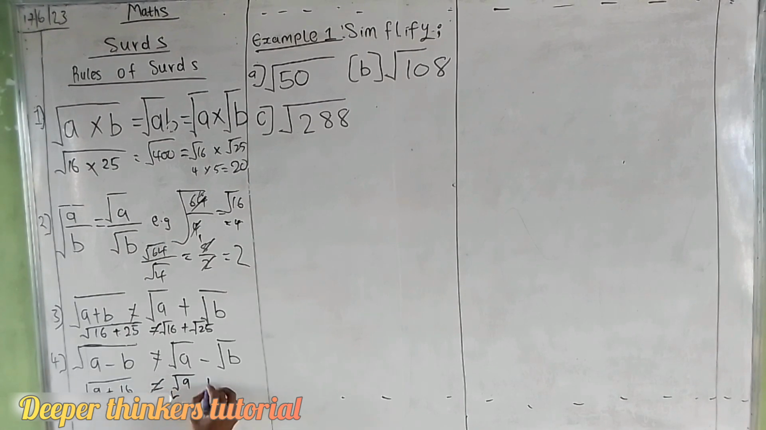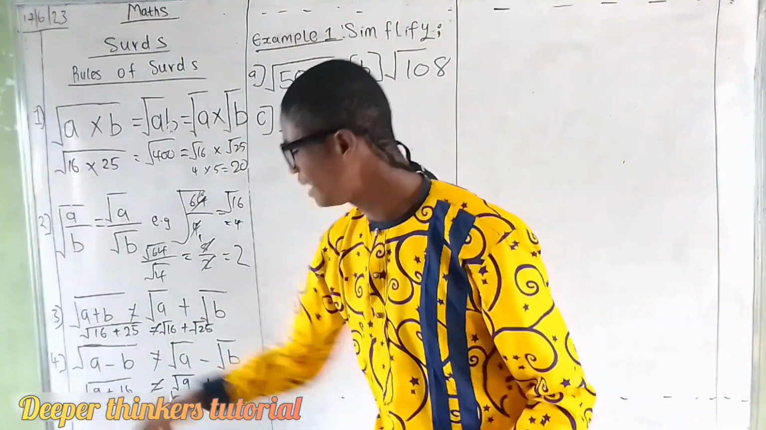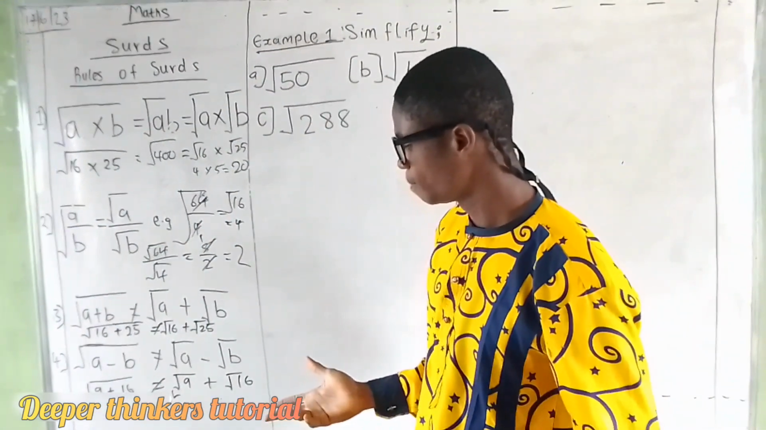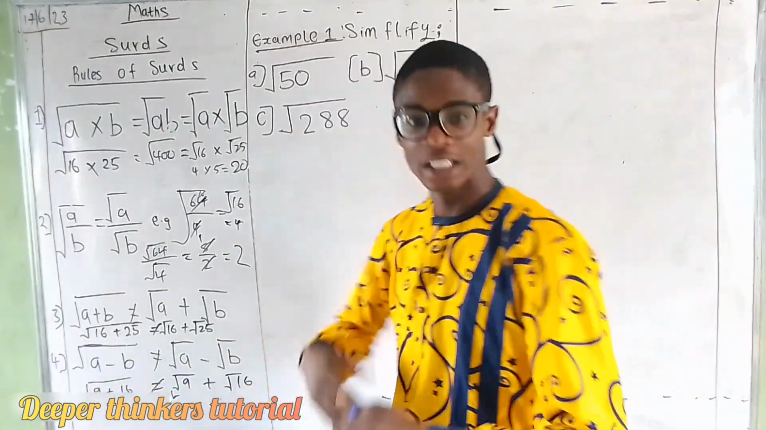Saying square root of 9 plus square root of 16. So when we add 9 and 16, what will it give us? It will give us 25. Square root of 25 is 5.